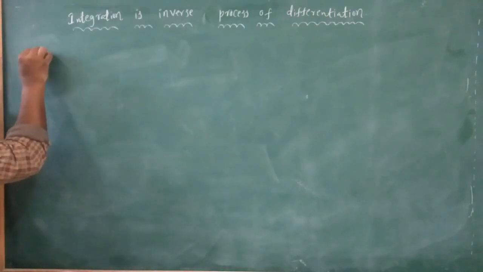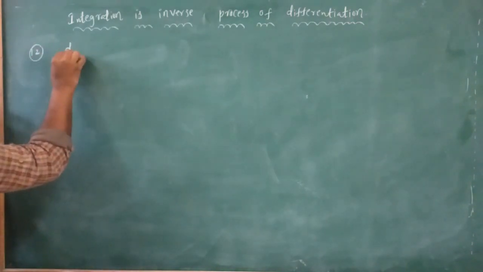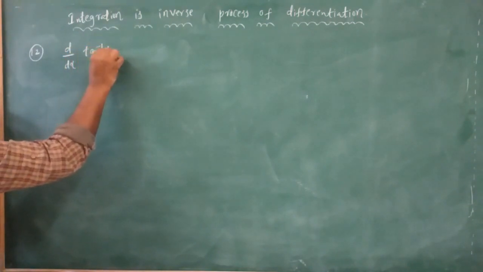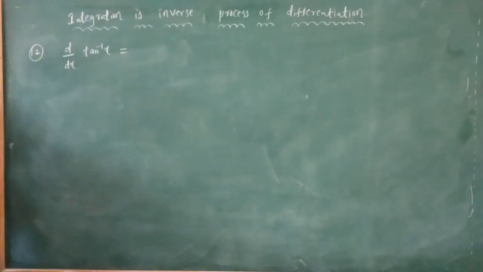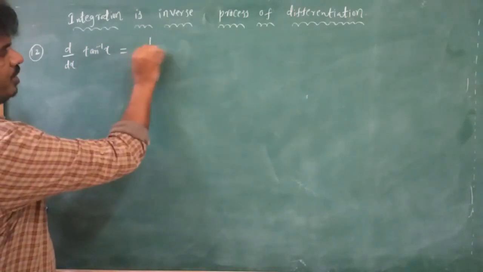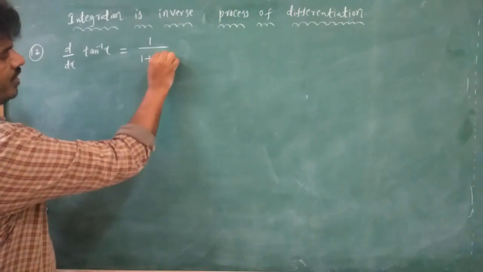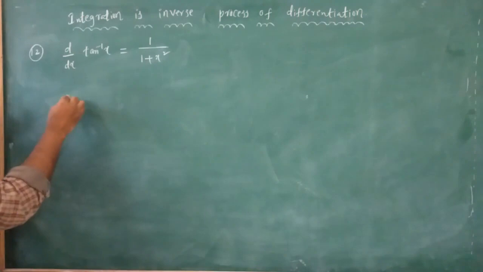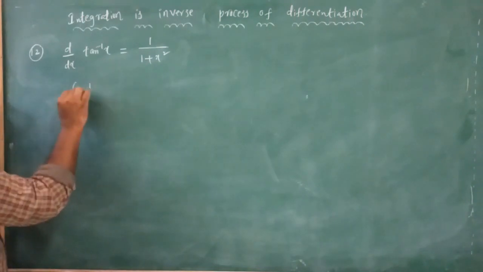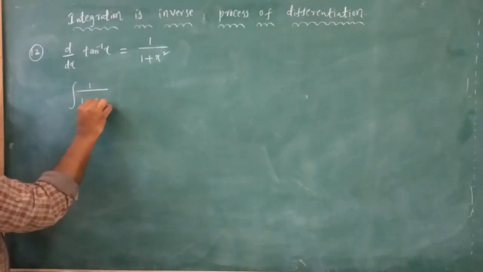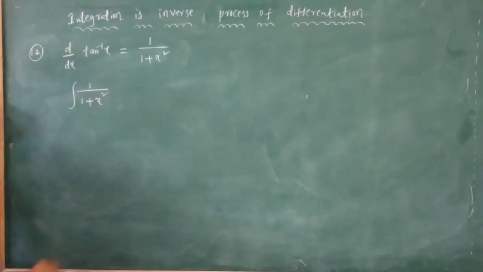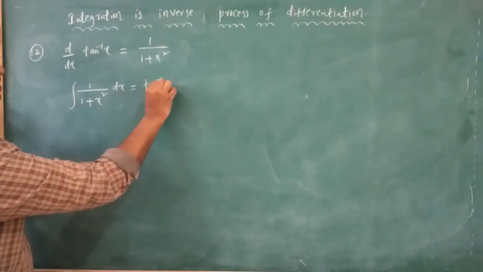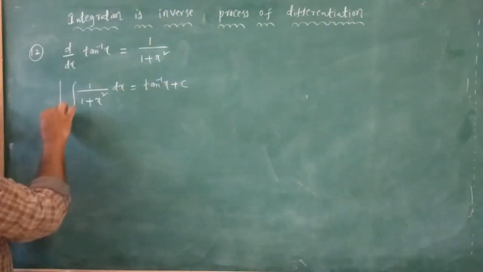Next, 12th one. What is the derivative of tan inverse x with respect to x? That is 1 by 1 plus x square. Here, inversely what we can write? Integral of 1 by 1 plus x square dx is equal to what? Tan inverse x plus c.